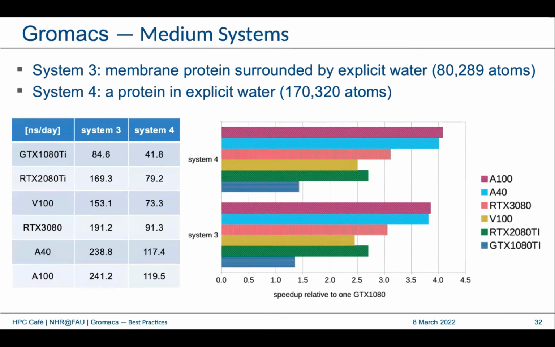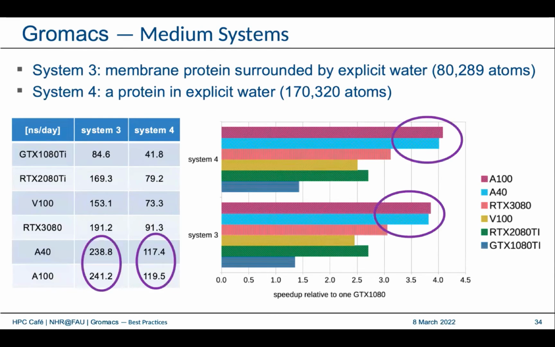So the performance across the Volta generation, which is the 2080 and the V100, is quite similar. And the results for the Ampere generation are nearly identical. In this case, it doesn't make any sense to use the V100 because you don't need double precision most of the time in your Gromacs calculations. So just use the GPUs that can do single precision.